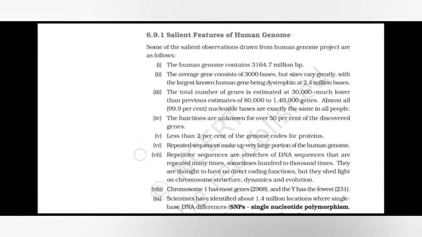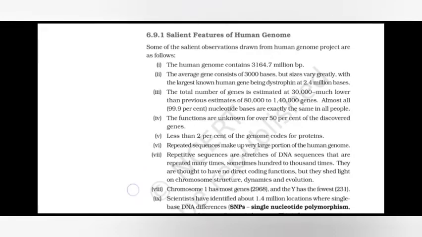Sixth, the repeated sequences make a very large portion of human genome. We will study it when we study biotechnology. Repeated sequences are stretches of DNA sequences that are repeated many times, 100 to 1000 times. They are thought to have no direct coding functions, but they shed light on chromosome structure, dynamics, and evolution. In fact, these repeated sequences are the basis for DNA fingerprints. They act as markers of the genes.